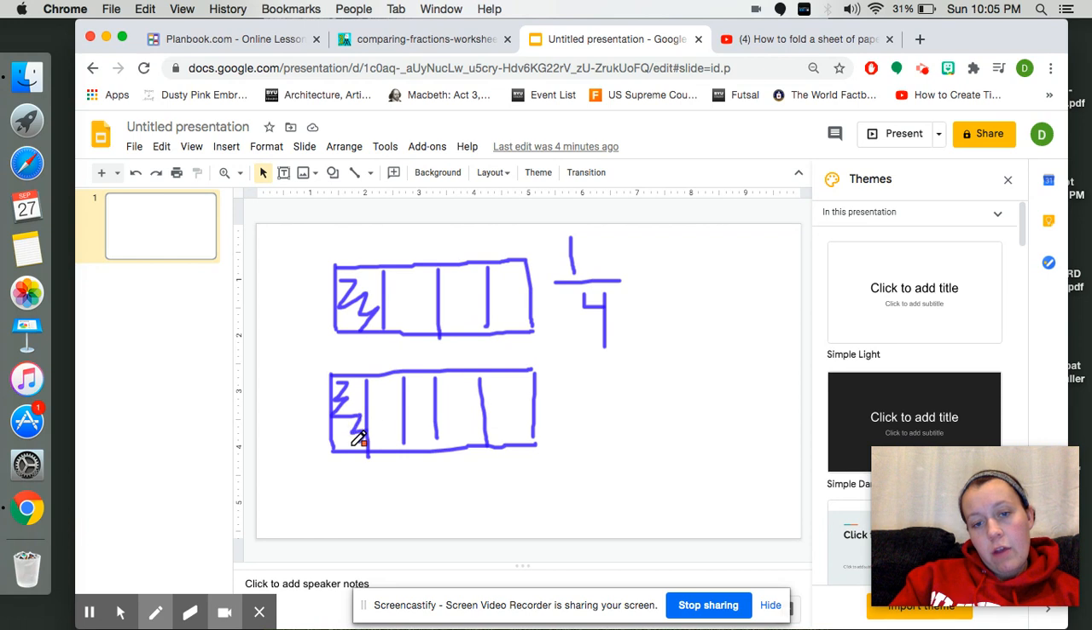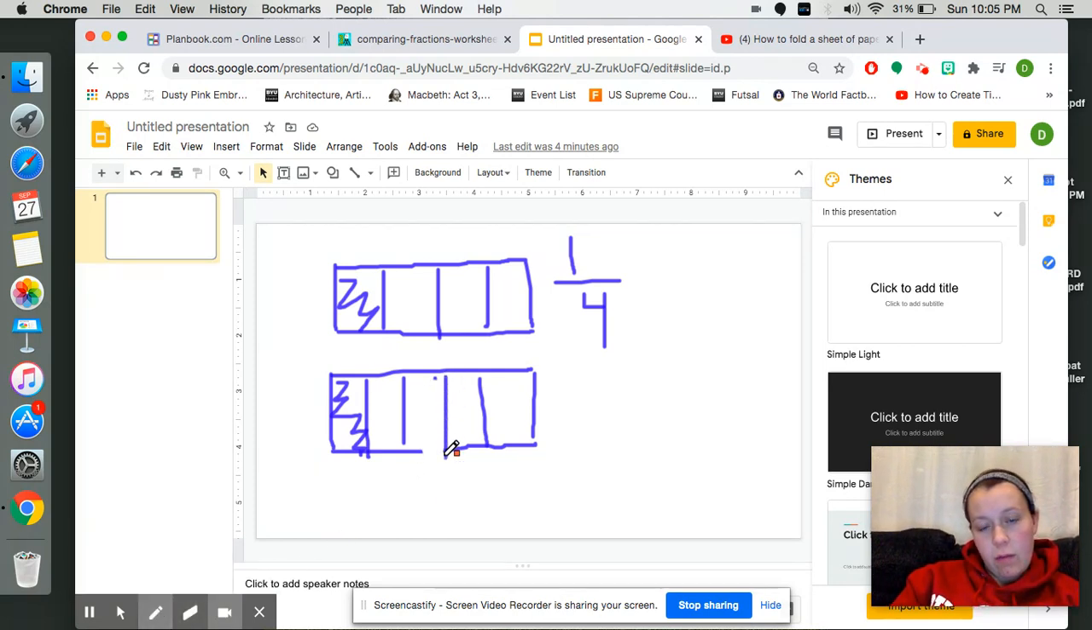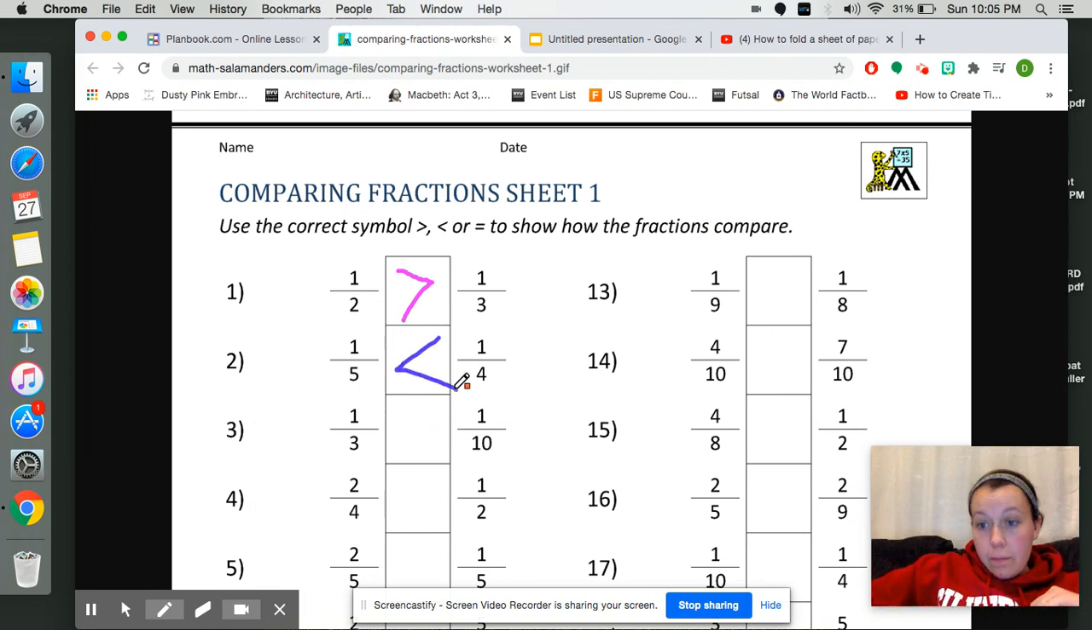And I tried to make the pieces as equal as possible. If I were to erase this right here and make a line like that would be better. There we go. All right, so this is 1/5. As you can see, 1/5 is slightly smaller than 1/4. So 1/4 would be bigger. So I would go back and make 1/4 greater than. Now there are some fractions on here that are actually equivalent, so they could be equal.